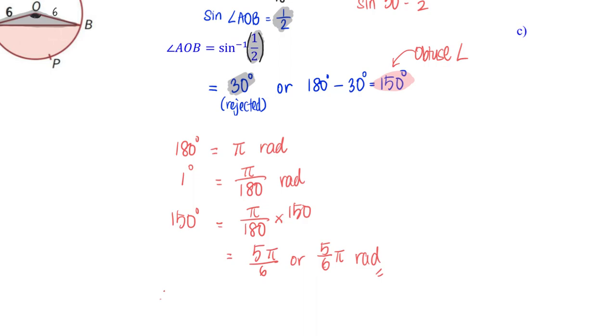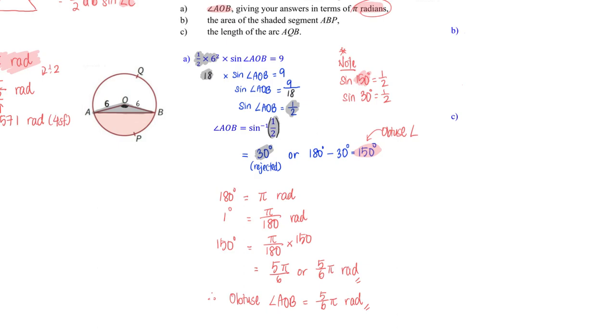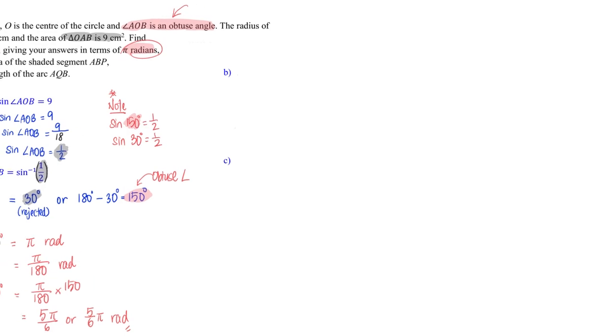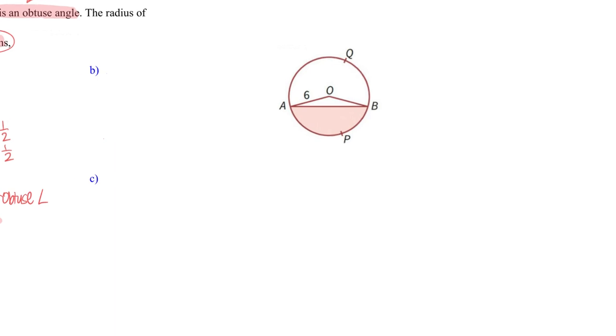So do write your final answer neatly. Obtuse angle AOB is therefore equals to 5 over 6 pi radian. And that will be for part A. Part B, they would want to find the area of the shaded region. So at this point, I'm going to just bring out this again. They want to find the area of the shaded region.